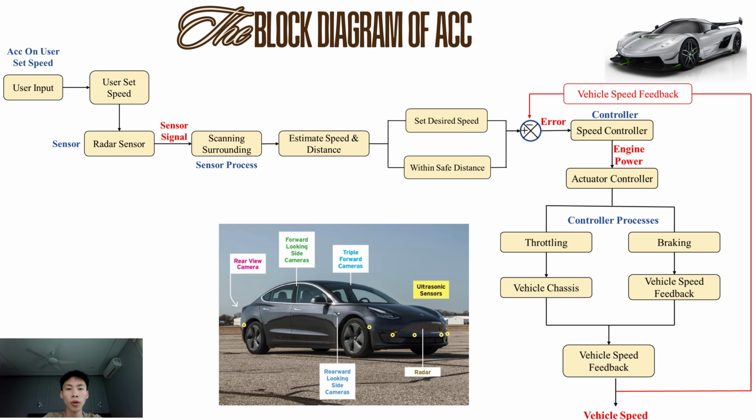We will now talk about the block diagram of the ACC system. Firstly, we have the user input, where the user turns on the ACC system and sets a desired speed. It will then be followed by a radar sensor, which sends a signal to help scan the surroundings, providing information on opposing vehicle speed, as well as the distance. We then have two controllers, which are the speed controller and actuator controller. The speed controller will send out instructions to the actuator controller, while the actuator controller carries out the instructions but also links it to the throttling and braking system of the vehicle, which will then result in a vehicle speed feedback that links back to the controller.